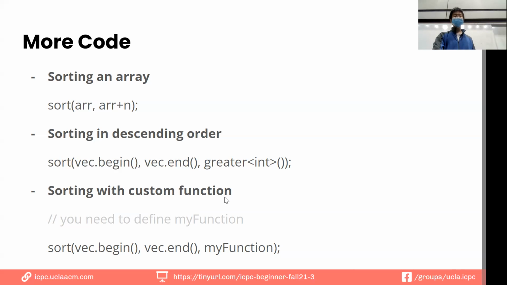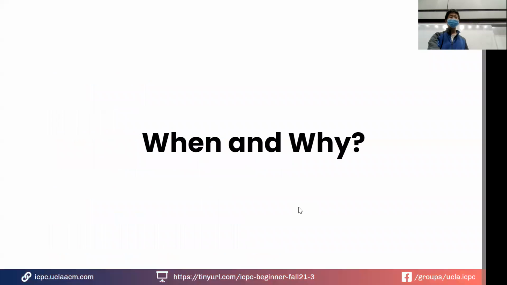And finally, you could also sort an array with your customized function. So for example, if you don't want to sort in ascending or descending order, if you want to sort an array by how pretty the strings in this array are, you could define a function yourself and then pass it into the sort function. Again, the details you can find on Google.